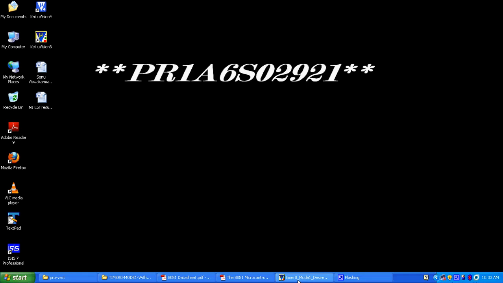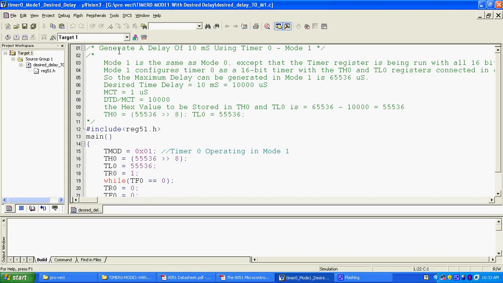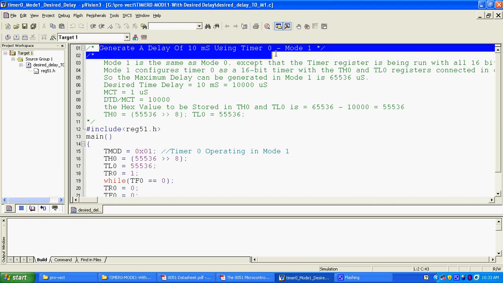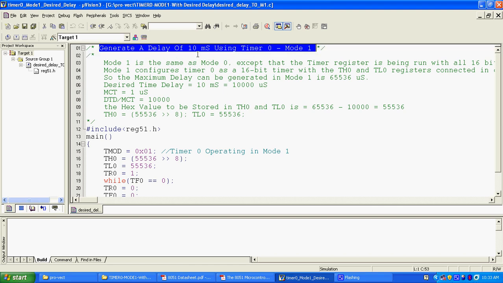The same format of code will be written. Now suppose we want to generate some desired time delay. Let's go for it. Here is the program. The question is: generate a delay of 10 milliseconds using timer 0 mode 1. 10 milliseconds means 10,000 microseconds, and the maximum delay that can be provided from timer 0 mode 1 is equal to 65,536 microseconds.